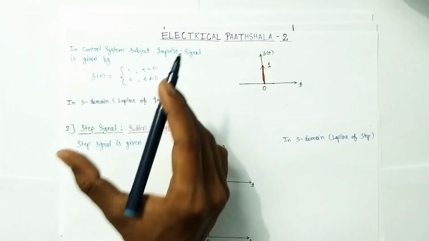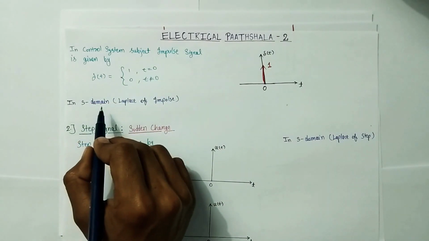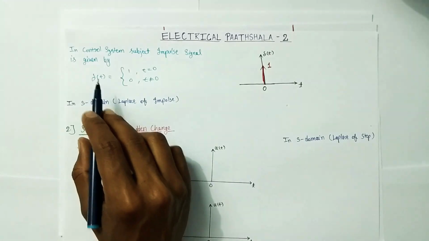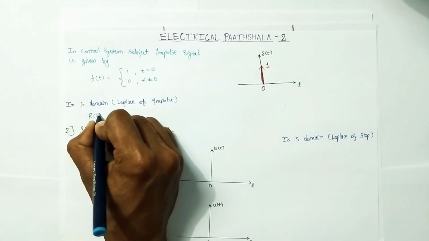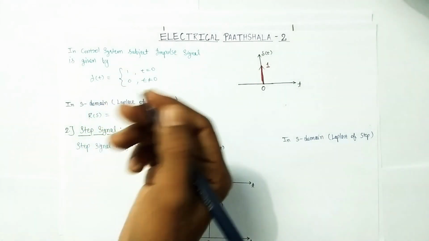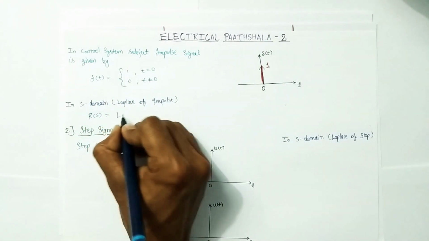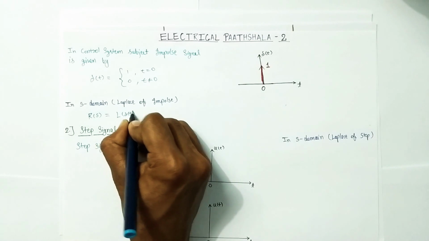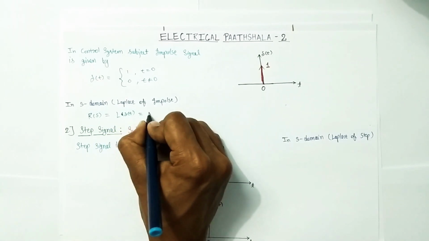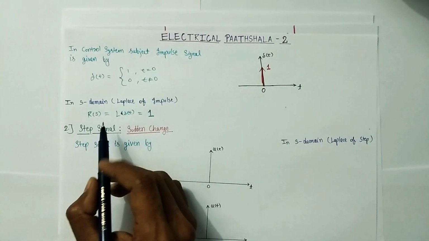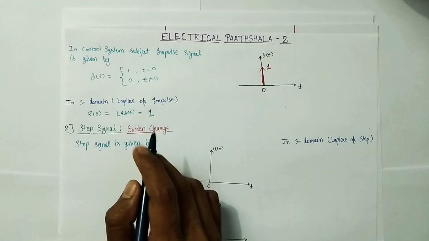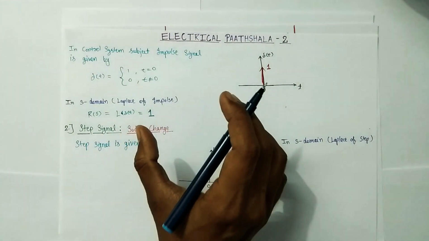But how to represent the impulse signal in frequency domain or S domain? For that we have to take the Laplace of the impulse signal. So in frequency domain or S domain, the Laplace of impulse is 1. You should remember this result. So the Laplace of impulse signal is 1. So this was about the impulse signal.